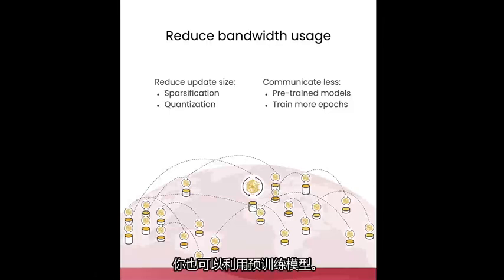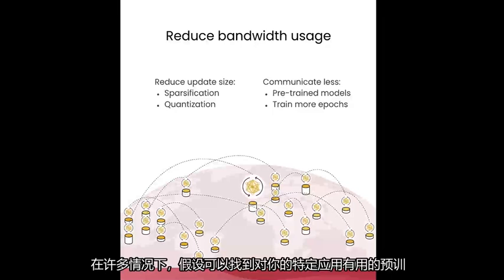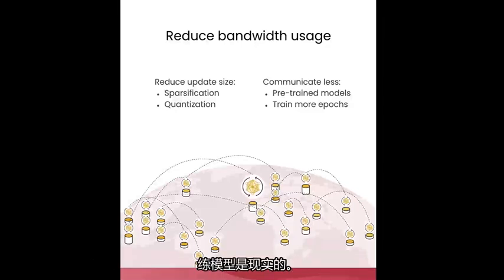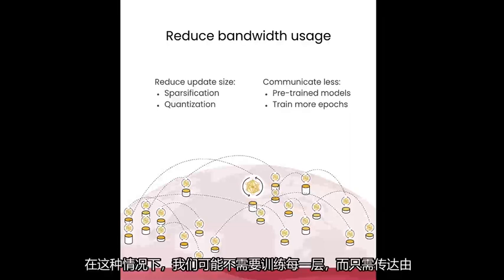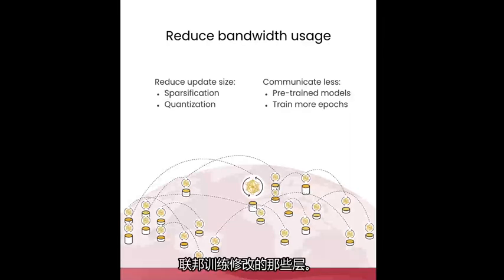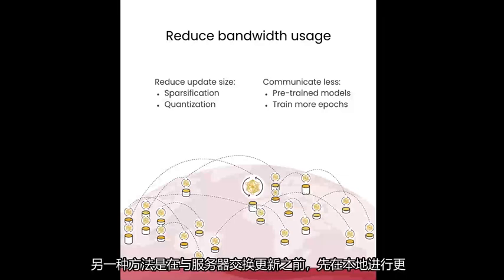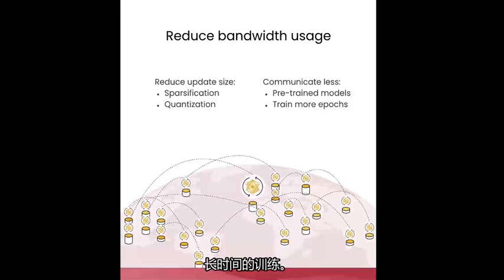You can also leverage pre-trained models. In many settings, it's realistic to assume that a pre-trained model can be found that's useful for your particular application. Federated learning can then continue the training. In such cases, we might not need to train every single layer and only communicate the layers that are modified by the federated training. One other approach is to simply train longer locally before exchanging updates with the server.